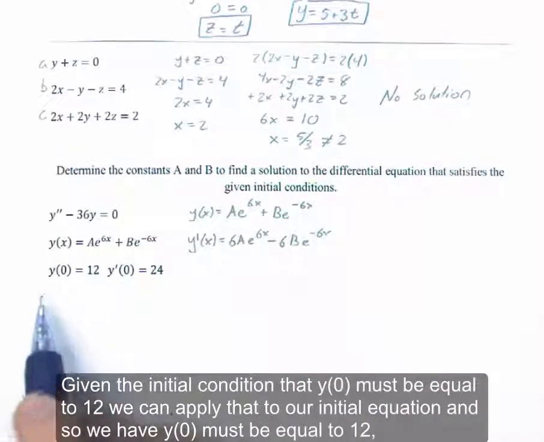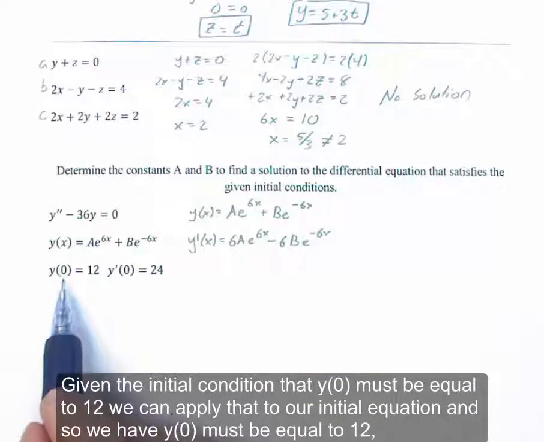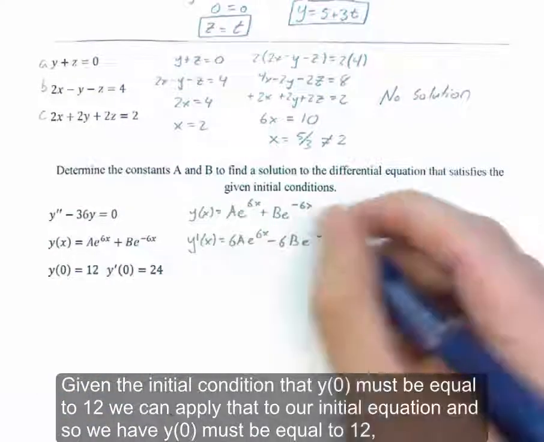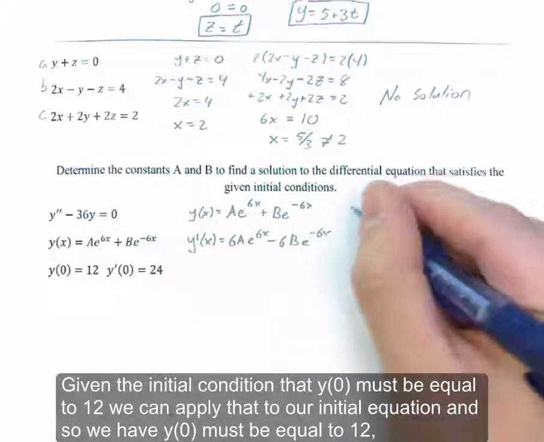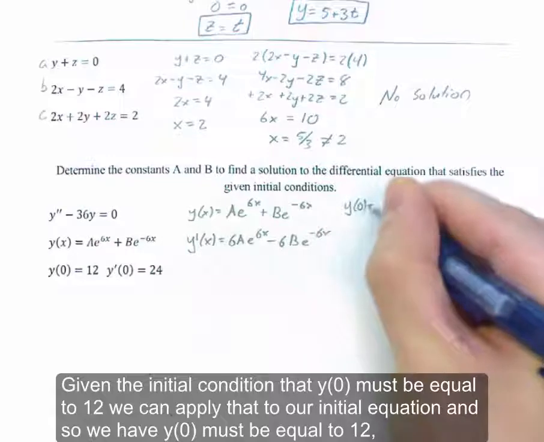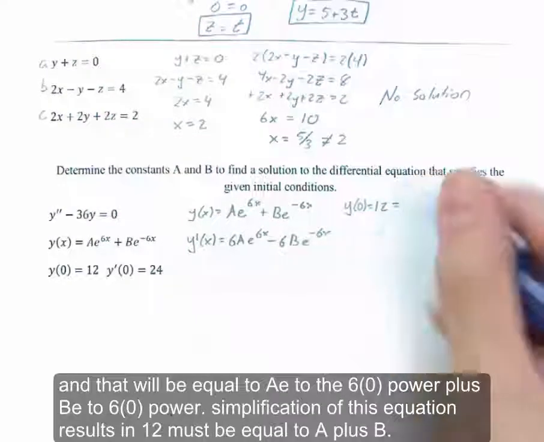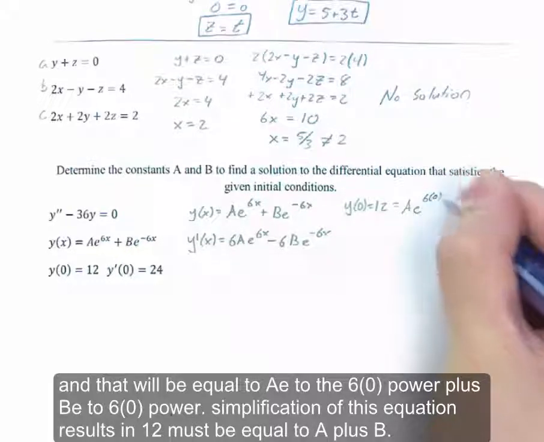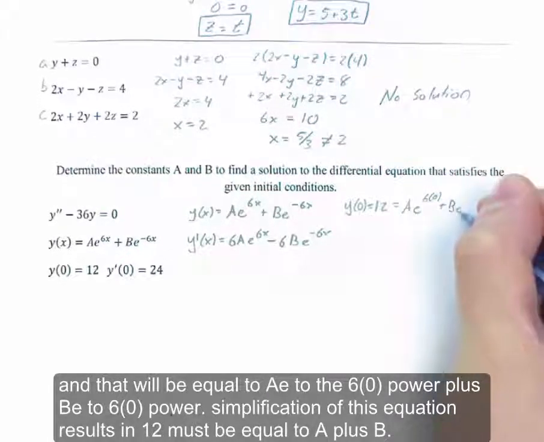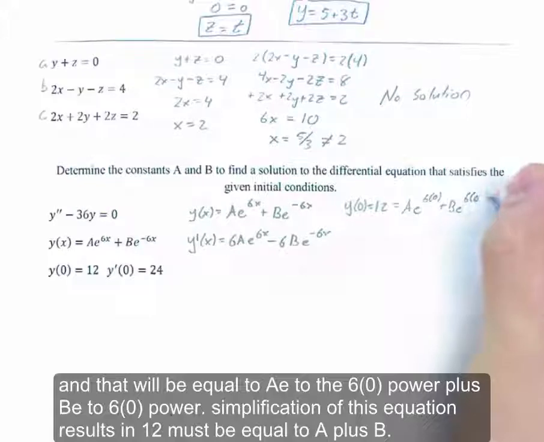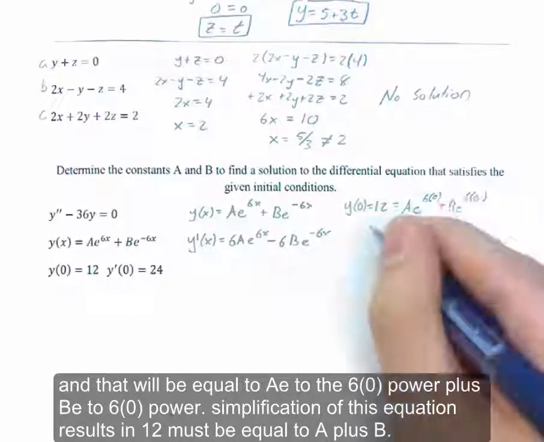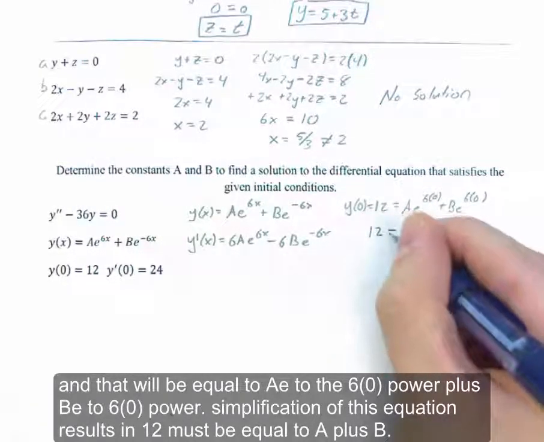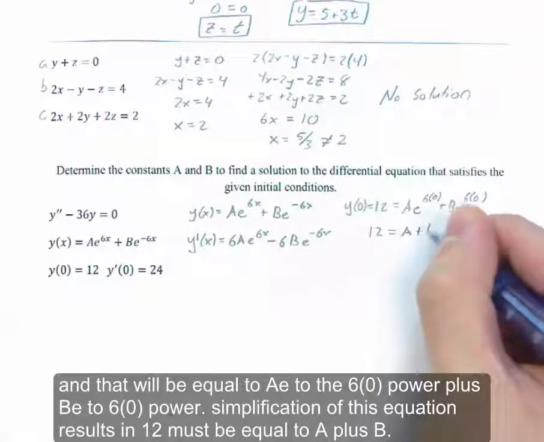Given the initial condition that y of 0 must be equal to 12, we can apply that to our initial equation, and so we have y of 0 must be equal to 12, and that will be equal to a times e to the 6 times 0 power plus b times e to the negative 6 times 0 power. Simplification of this equation results in 12 must be equal to a plus b.